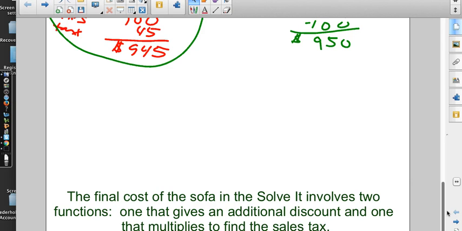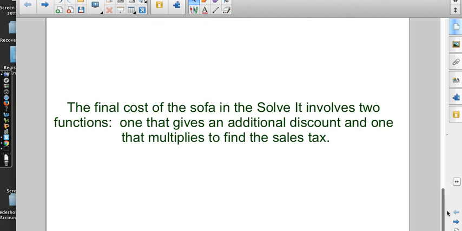So it's our job as consumers to think through this stuff. If you get to choose, by golly, choose the right way. So the final cost of the sofa involves two functions: one that gives an additional discount and one that multiplies to find the sales tax. If you think through it, it makes sense that you want to tax a smaller amount. That would just make sense, but you have to think through it. And it's logic, and it's math.